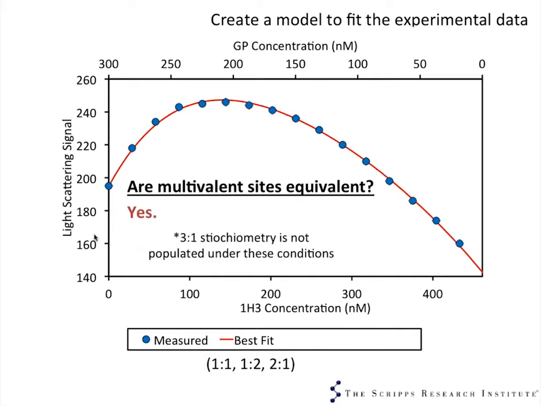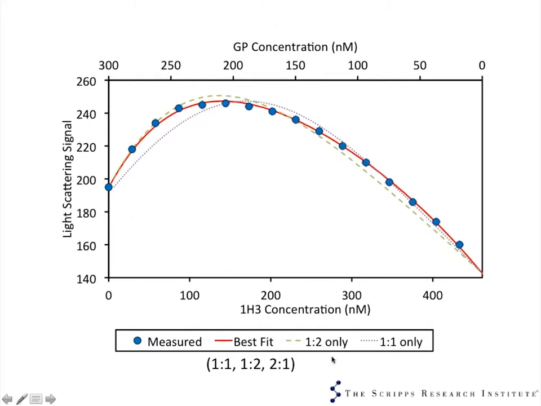Now I will mention that we would expect to see 3 IgGs binding to a GP trimer under these experimental conditions, but this stoichiometry is not populated, likely due to low concentrations of GP in the IgG that we're using. So our model includes all 3 of these components, but I wanted to just demonstrate what the model would look like if we only included one of the components.